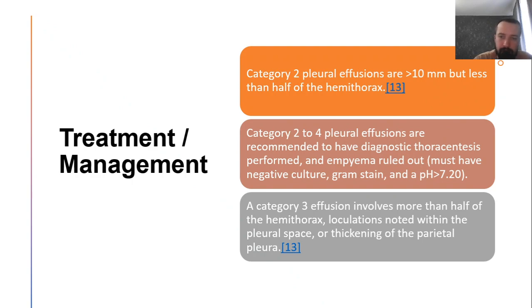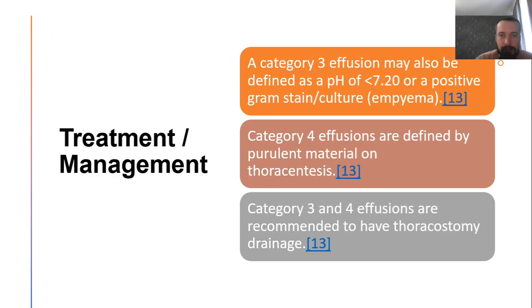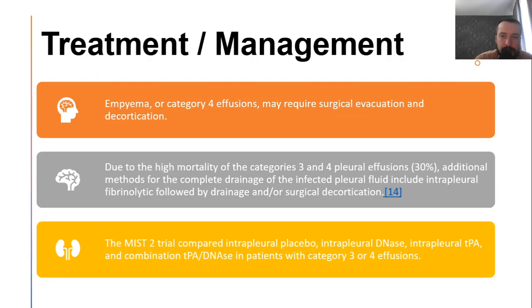Category 3 effusion involves more than half of the hemithorax, loculations noted within the pleural space, or thickening of the parietal pleura. A Category 3 effusion may also be defined as a pH of less than 7.2 or a positive gram stain culture, MPM. Category 4 effusions are defined by purulent material on thoracentesis. Category 3 and 4 effusions are recommended to have thoracostomy drainage. MPM or category 4 effusions may require surgical evacuation and decortication.